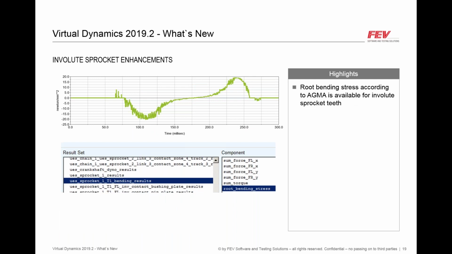The other enhancement is for involute sprocket. We can now calculate the root bending stress according to an AGMA standard. On this plot, you can see the root bending stress example that you can plot with this capability now.